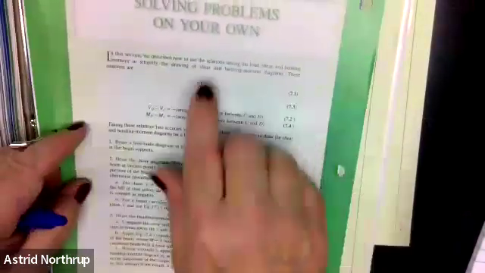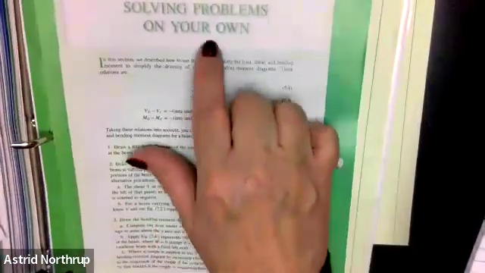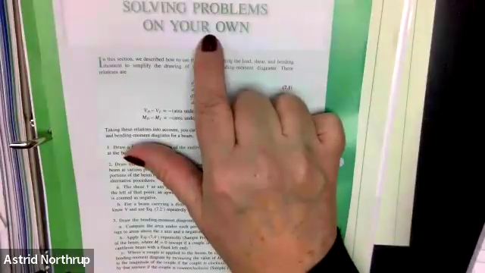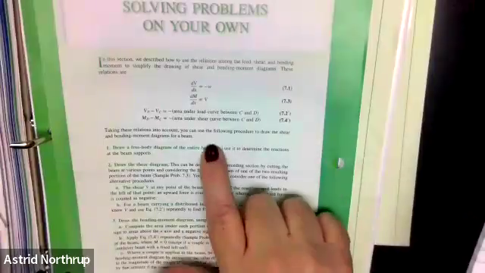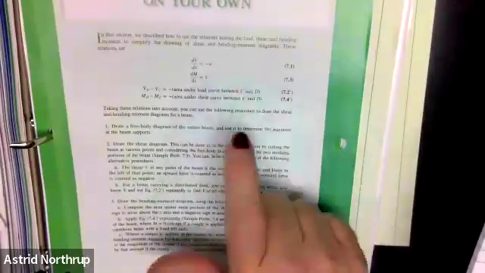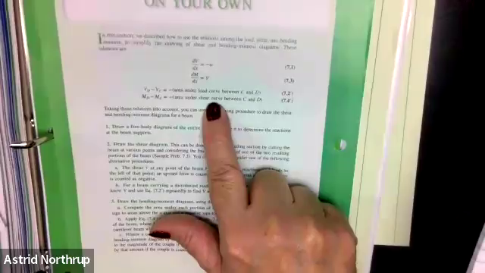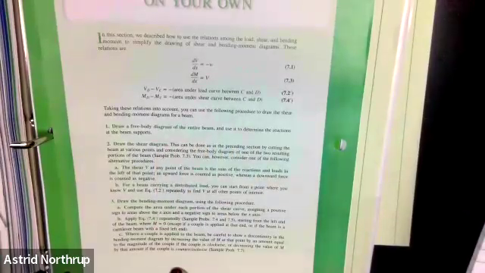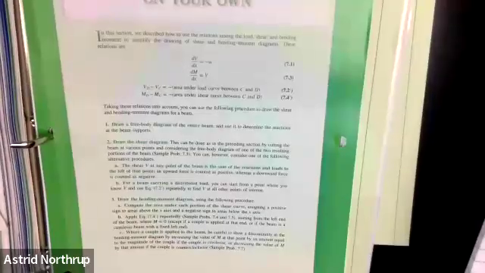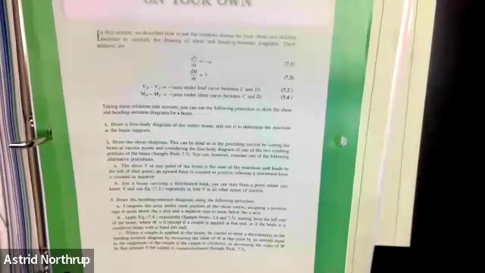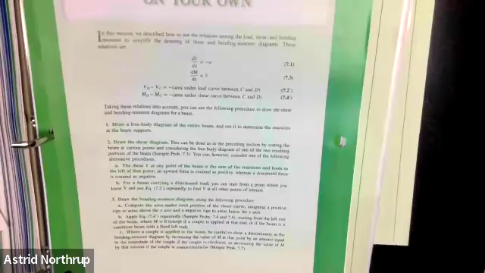And that's just nicely summarized right here. I really like in this Beer and Johnston textbook, the solving problems on your own. It usually takes everything that you've done and has it nicely put together for you, along with the steps for how to go through and solve those problems. All right, what questions do you have for me?